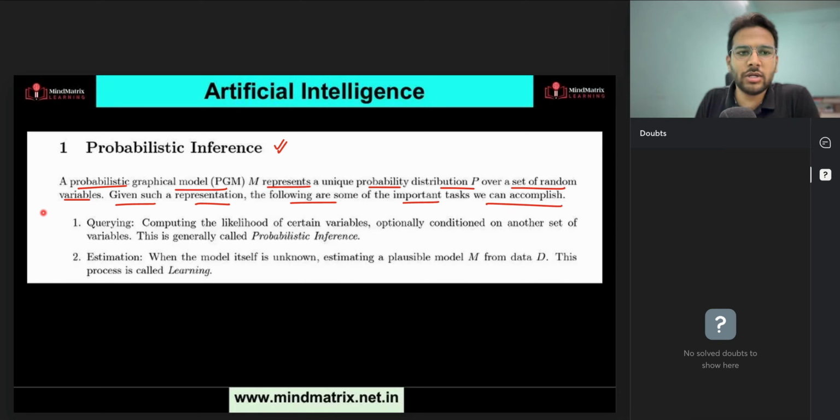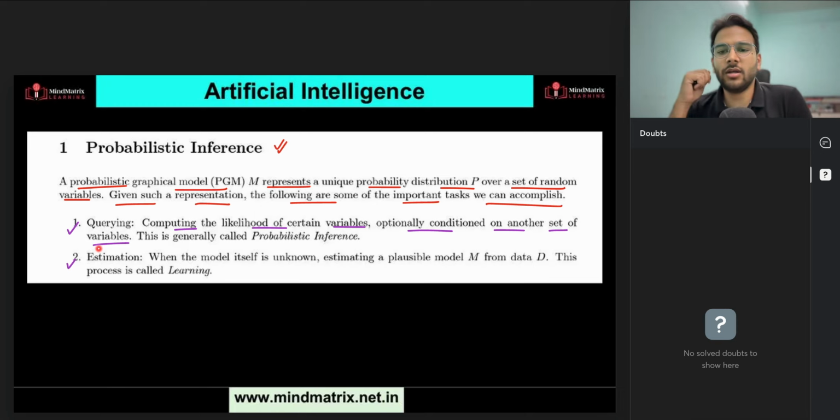What tasks can we accomplish? Querying or estimation. So querying means what? Computing the likelihood of certain variables, optionally conditioned on another set of variables. So we can query the likelihood, like we have seen in the previous lecture, one part of the hidden Markov model, that is likelihood. What we did in likelihood is nothing but the Viterbi algorithm. We basically use the Viterbi algorithm for likelihood, right?